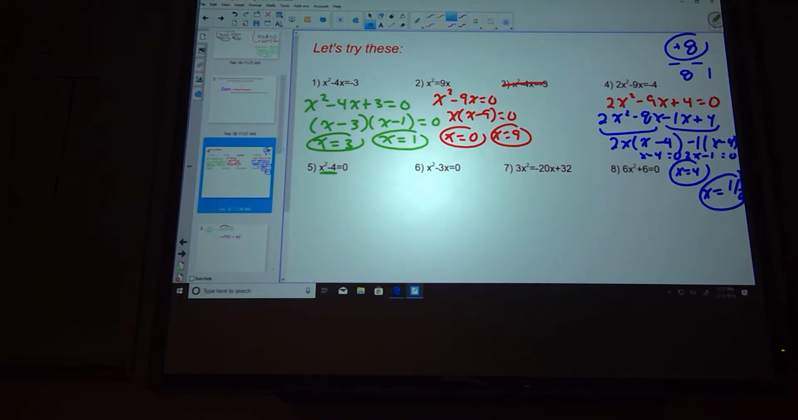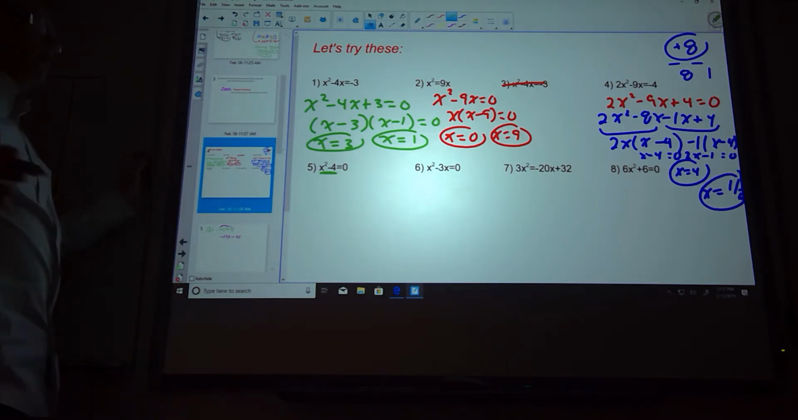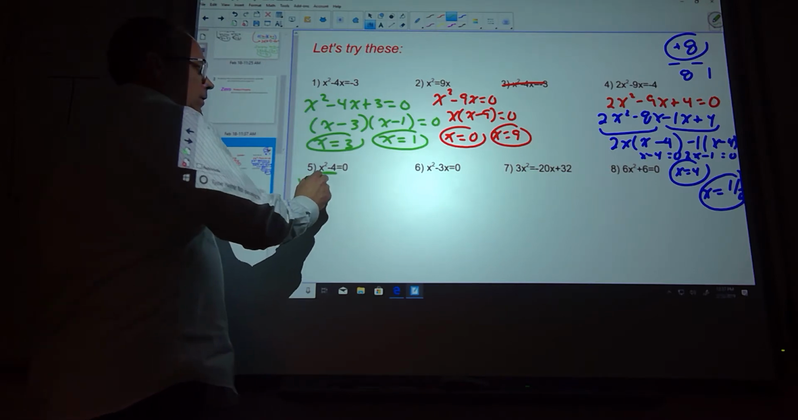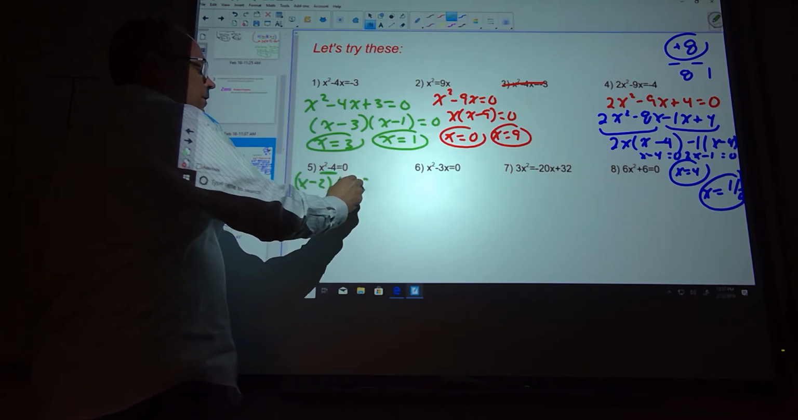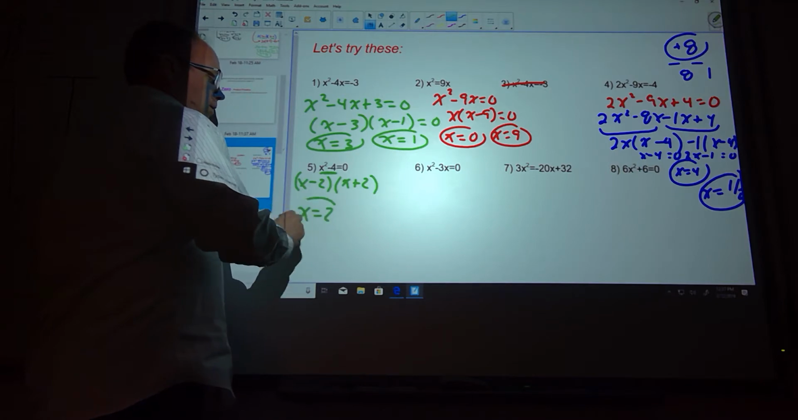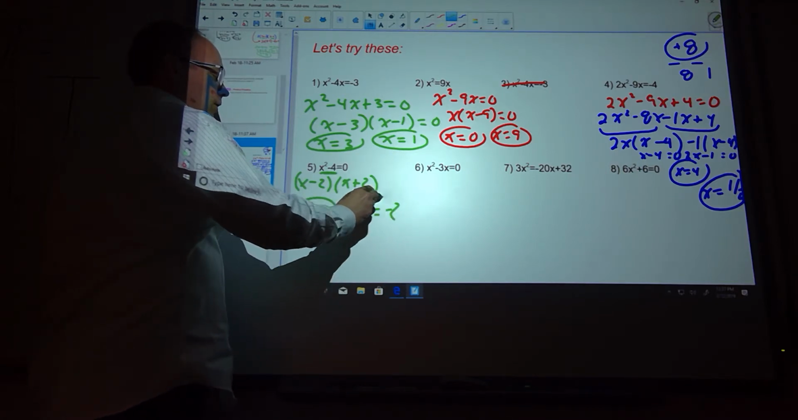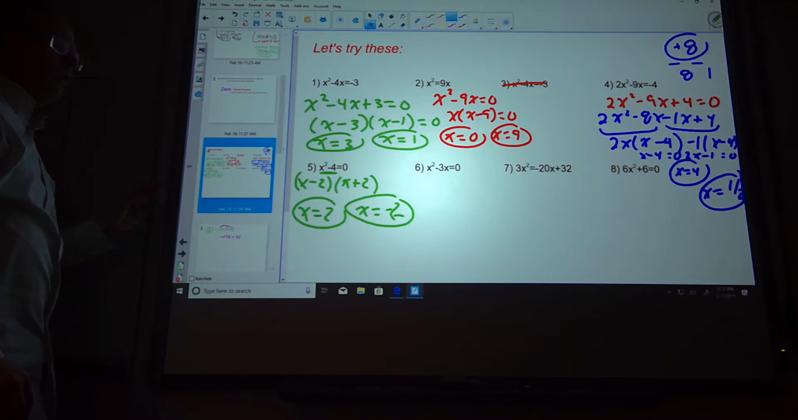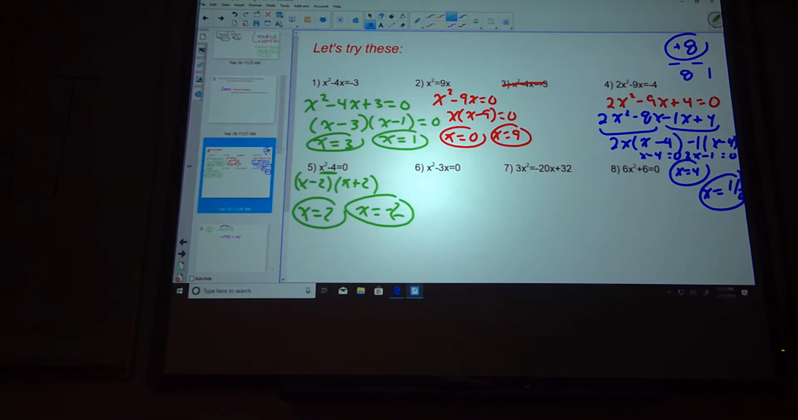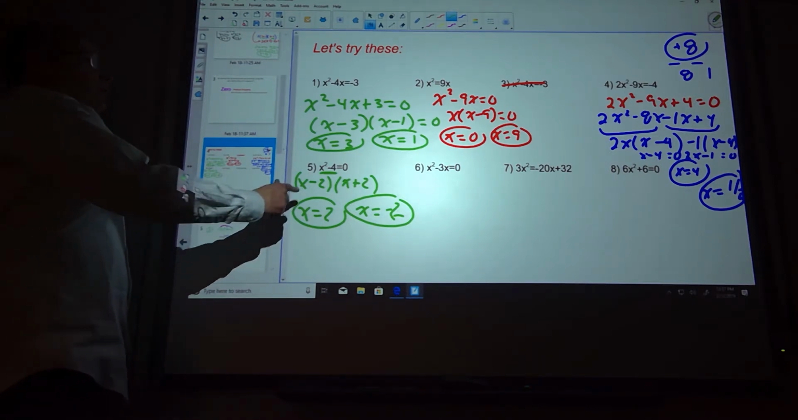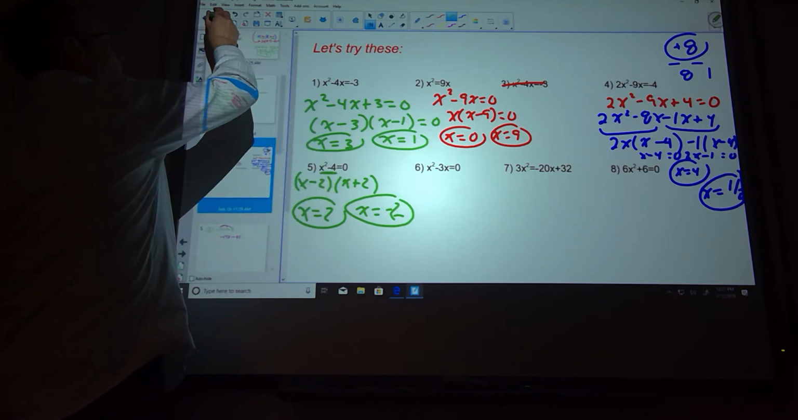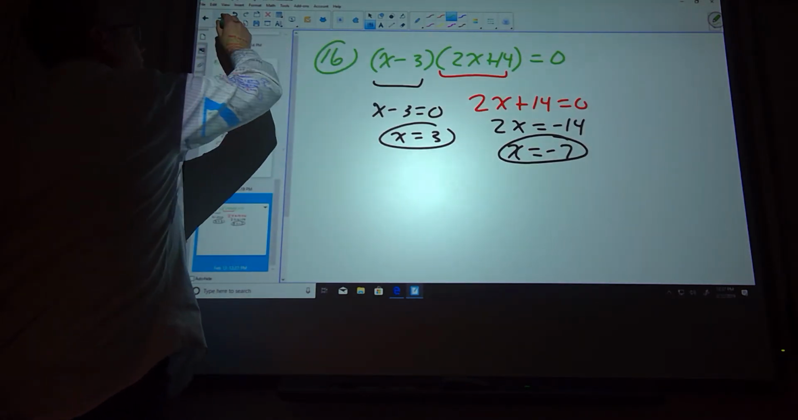Is this the difference of two squares? Sure. Yeah. It is. So it'll factor to what? X minus 2 and x plus 2. So my answers are positive 2 and negative 2. Can it also be x equals 4 and x equals 0? Can't be. Because this will break down. So difference of two squares looks like this.